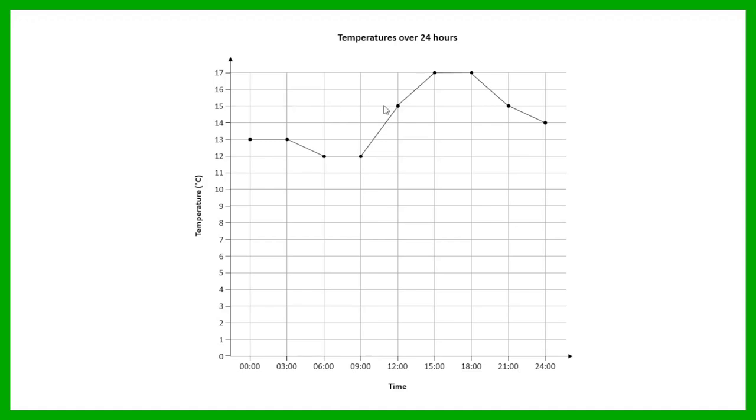Then we've got 15 degrees Celsius at 12 o'clock, which is midday. Then we've got 17 degrees Celsius at 3 o'clock in the afternoon. Then 17 degrees Celsius again at 6 o'clock in the evening. Then we've got 15 degrees Celsius at 9 o'clock in the evening, and finally 14 degrees Celsius at 12 o'clock midnight. Okay, so that's what your graph should look like. Now let's have a look at our next example.